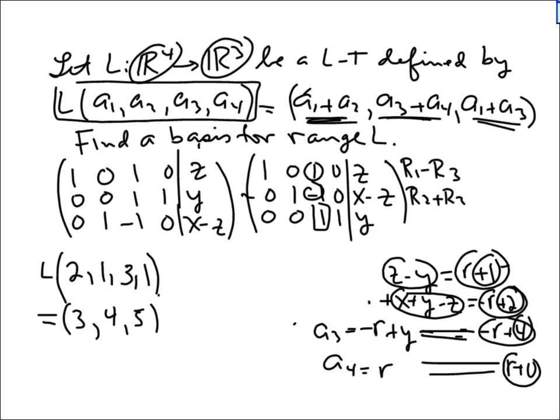Well, I'm supposed to add the first 2. 2 plus 1, look at that, it's 3. Then I'm supposed to add the third and the fourth. Look at that, amazing. 3 plus 1 is 4. And then I'm supposed to add the first and the third. 2 plus 3 is 5. I can get anything. Okay.